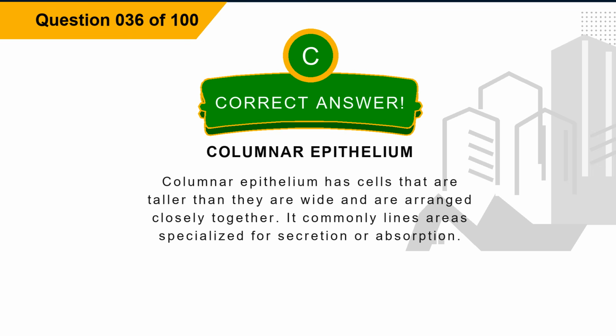Explanation. Columnar epithelium has cells that are taller than they are wide and are arranged closely together. It commonly lines areas specialized for secretion or absorption.